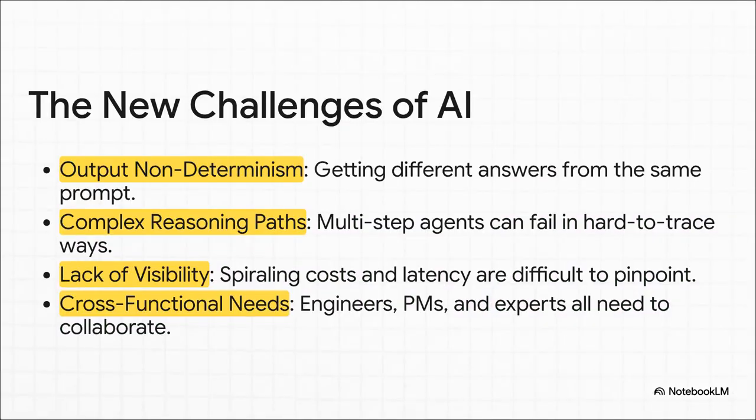So this black box problem creates this massive domino effect. Your outputs change when you don't expect them to. AI agents that have to do multiple things in a row can just fail, and the whole process gets derailed. And good luck trying to figure out where your money is going or why your app is suddenly so slow. You're flying blind. It's a huge challenge, no matter how you slice it.